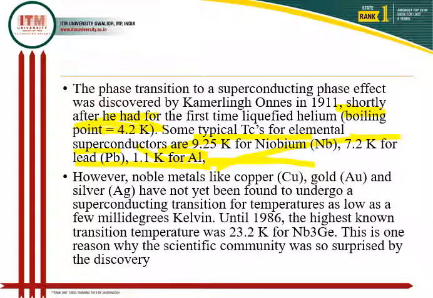Some noble metals like copper, gold, and silver have not been found to undergo a superconducting transition as we reduce the temperature. So these are certain interesting factors. Some materials are giving superconductors, some are not. The transition is different for different things.